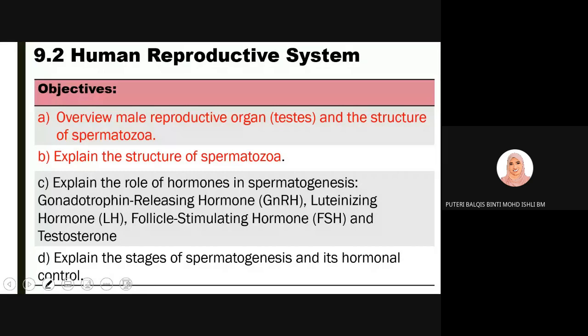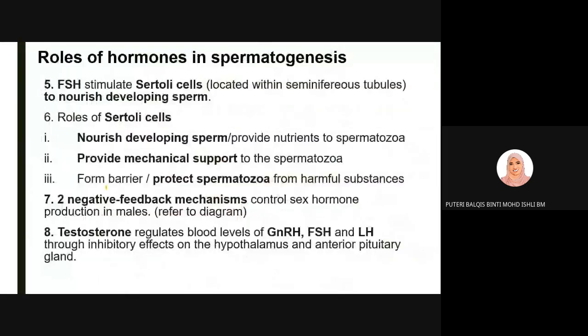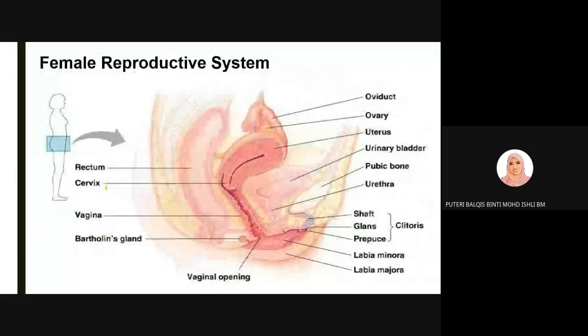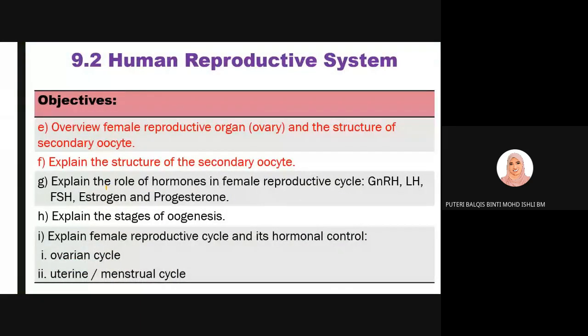Now, we move on to the human reproductive system. Okay, this is the overview. Overview pula. Objective. Okay, objektif untuk male sahaja. Okay, A, B, C, D. Untuk female banyak. Untuk female E, F, G, H, I. Okay, banyak. Sebab apa? Kita ada cycle. Female kita ada cycle. Kita ada ovarian cycle, kita ada menstrual cycle.